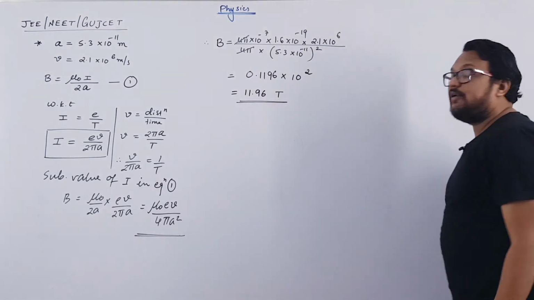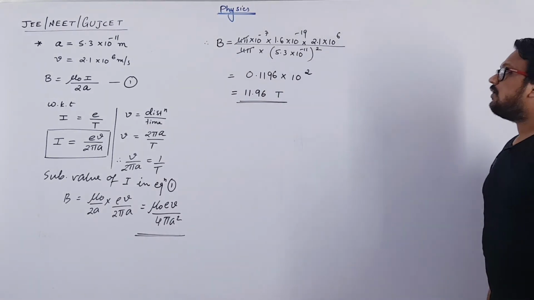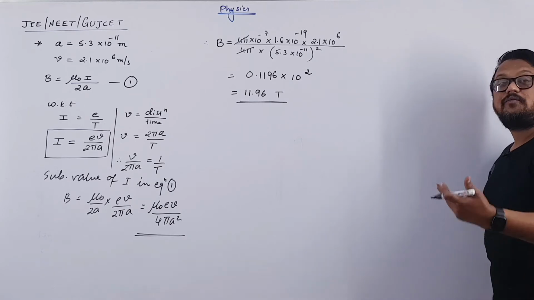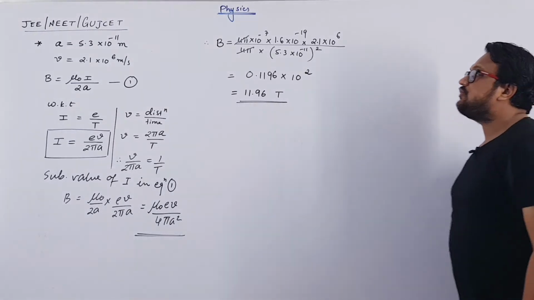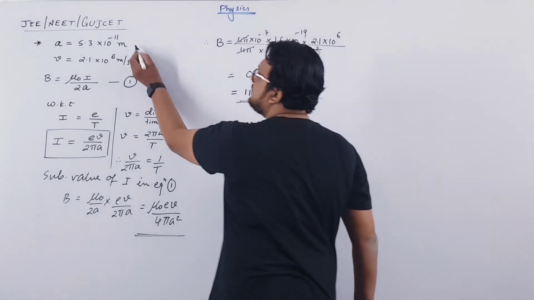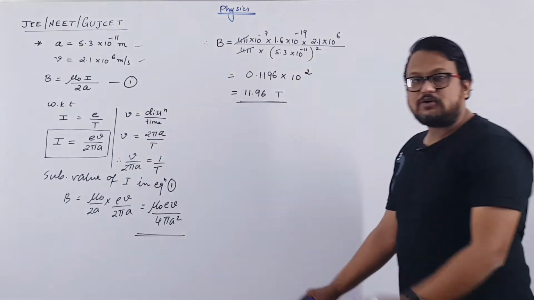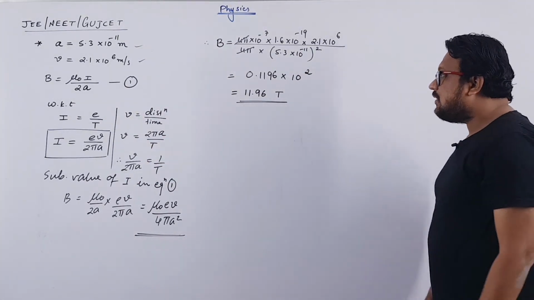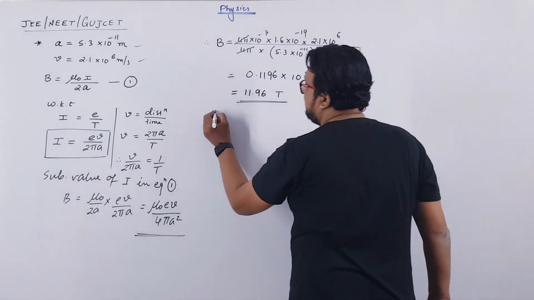This will be the magnetic field produced at the center of an atom, right, for which the electron is moving in an orbit of radius this with speed this. So this is how you can find it, right? Let us consider one more example.